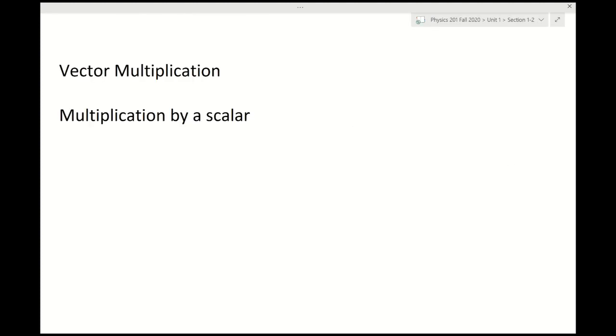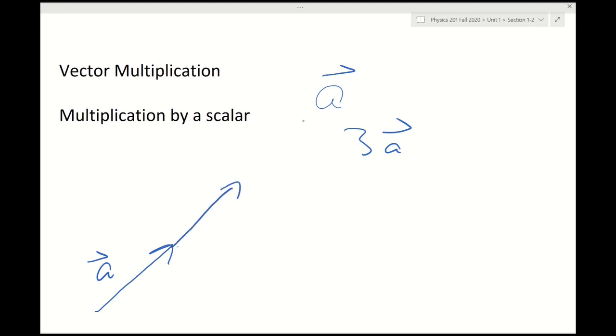If you multiply a vector by a scalar, so let's say that we have something that looks like this. If we have the vector A, then 3A is essentially adding 2 more versions of A exactly in line in the tip to tail style.